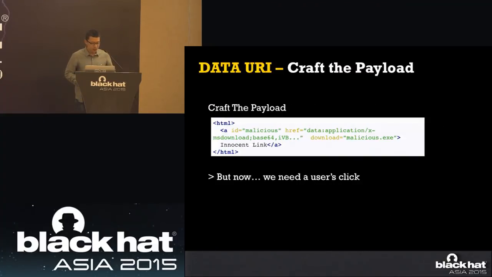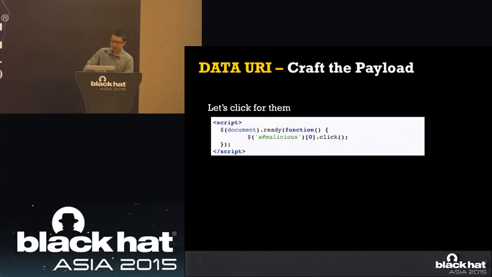So how does it work? If you have an A tag with an href pointing to a data URI, you only have to specify the download to be, say, malicious.exe or something actually innocent. When the user clicks on that, it's going to trigger the download, and we control the file name. But the user needs to click now, and users are lazy. So let's just do that for them. Very easy. You can just grab anything on the internet to do auto-clicking, and I just used jQuery.